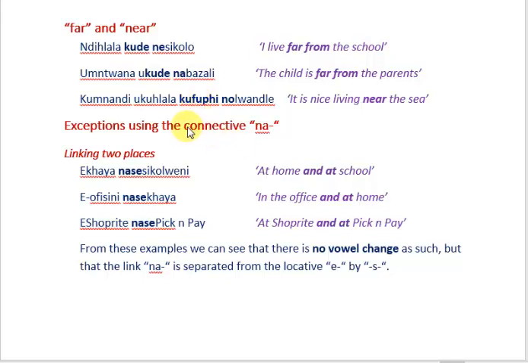Here are some exceptions when we connect two places. And as you know, words referring to place, the locative, begin with e. We have the following: ekhaya nasesikolweni. So we have na and esikolweni. E-ofisini nasekhaya, in the office and at home. E-Shoprite nase-Pick n Pay, Pick n Pay and Shoprite. And here from the examples we can see that there is no vowel change or vowel merging, but the na is separated from the e by means of s. Na se, na se, na se.